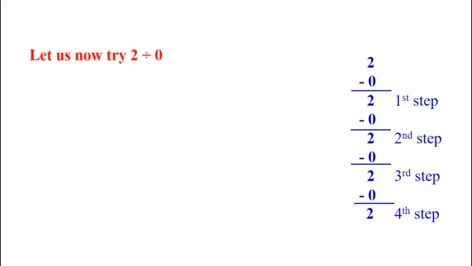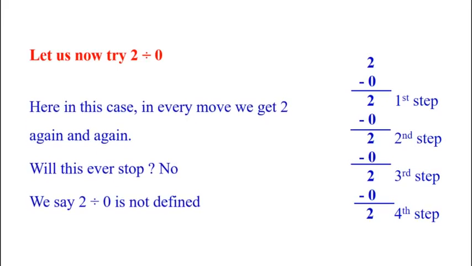Let us now try 2 divided by 0. Here in this case, in every move, we get 2 again and again. If we subtract 0 from 2, in each step, we will get 2. So, we never get 0. So, 2 divided by 0 is not defined.